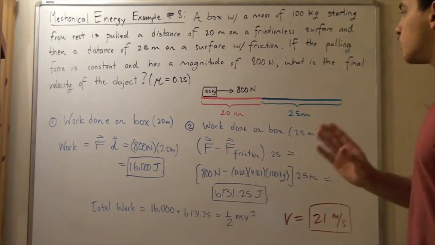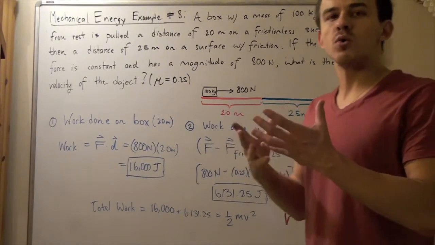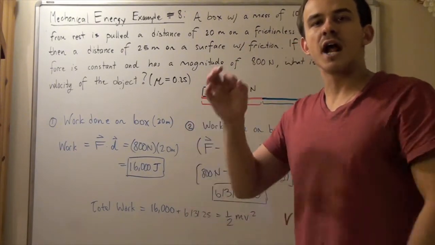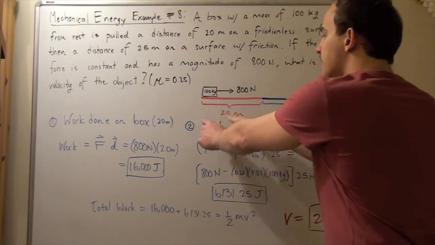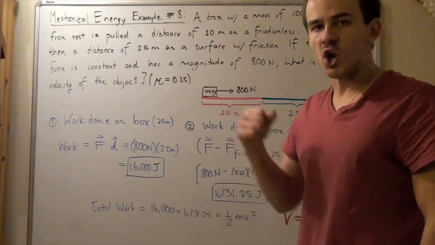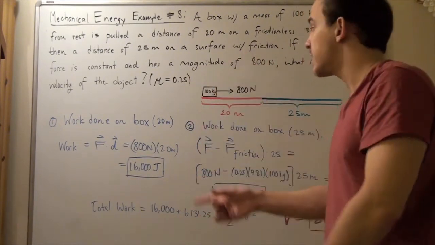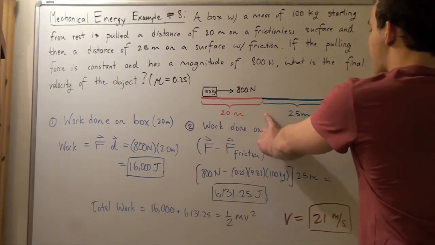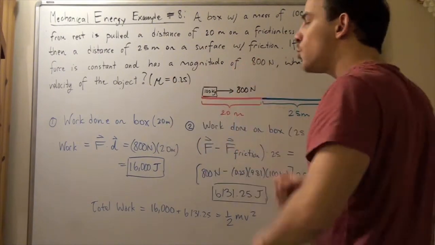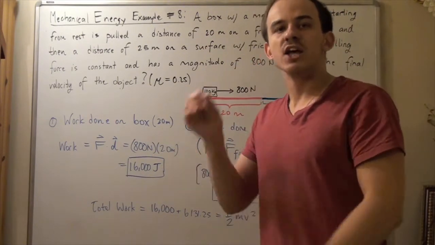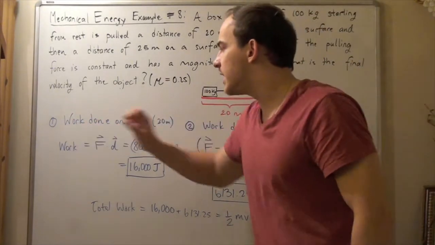So we're basically going to break the problem down into two steps. In the first step, we're going to find the work done on our object, the energy gained by our object on the first path, the first 20 meters. And then we're going to find how much energy was transferred, or how much work was done on the box, on the second path, the 25 meters with friction. Then we're going to add those two energies up and find what the final velocity is using those two energies. So let's begin with the first part.